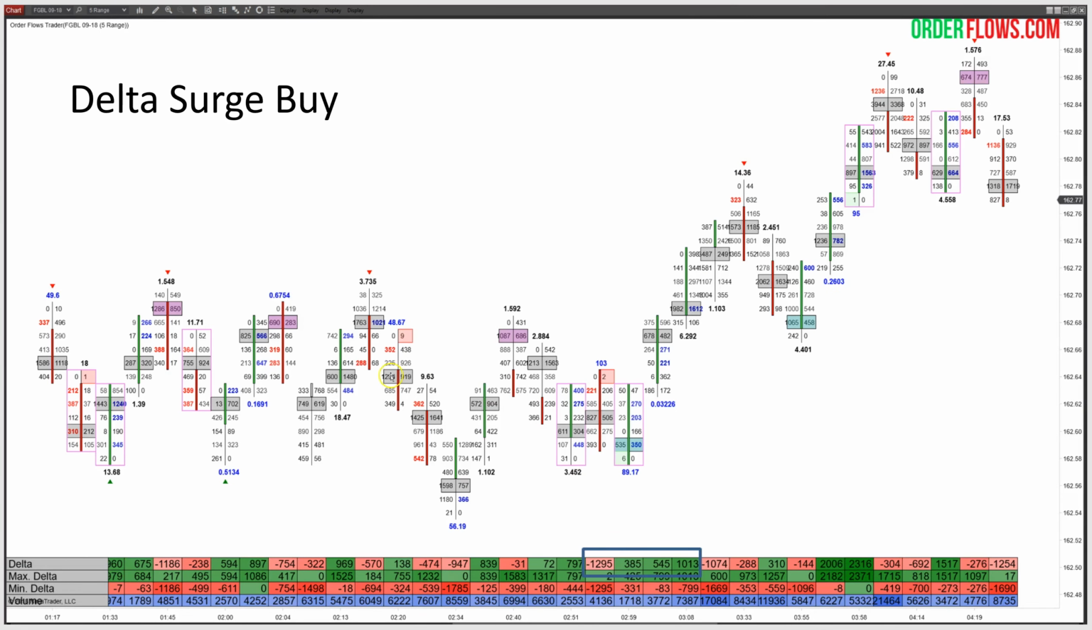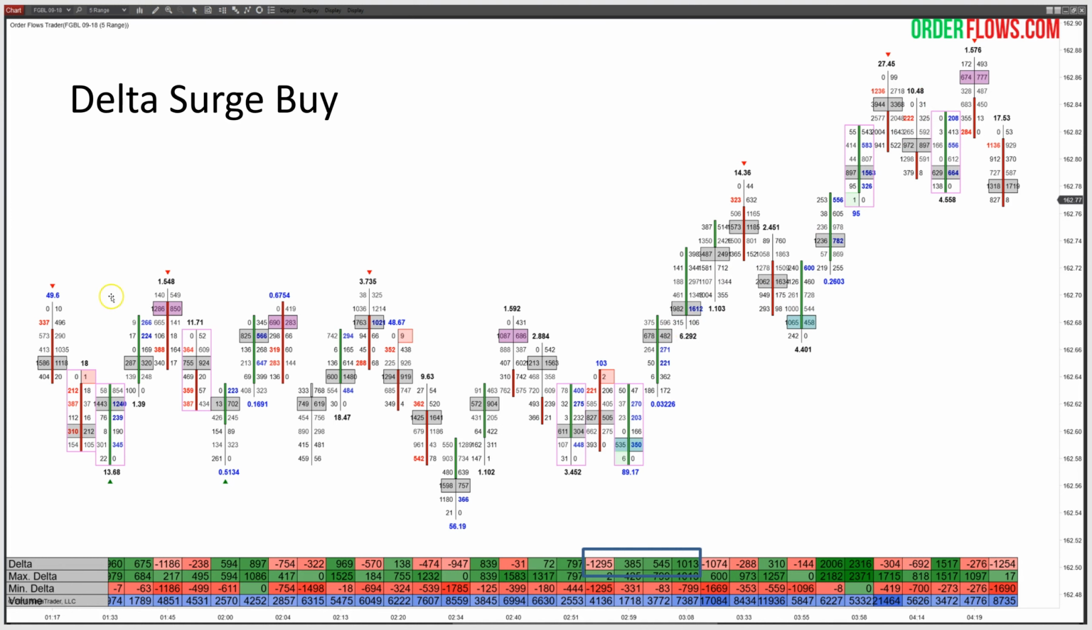Here it is again. This is when you're sort of coming out of a period of consolidation, right? You're in this range. You can see here, here's your range. Minus 1295, 385 positive, plus 545, plus 1013. Market pops up, comes back, pulls back down within, tests that top of that range, and then moves back higher.